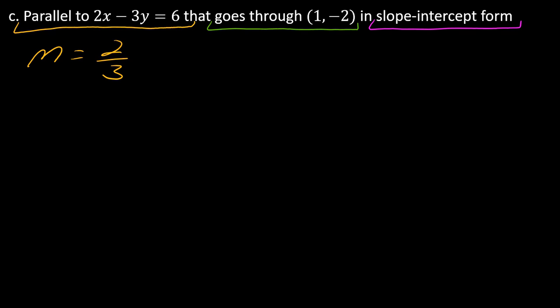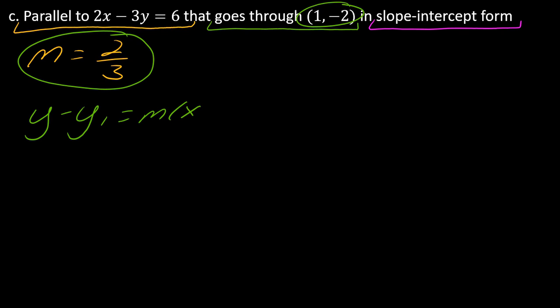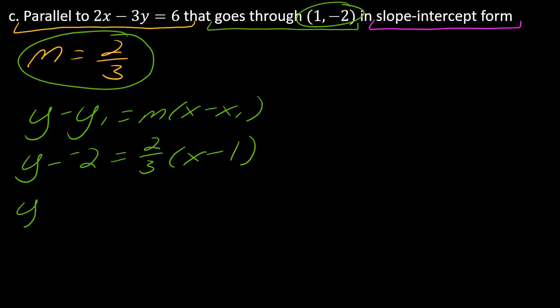And now that we figured out what slope we need, we can pivot to the next piece of information. So now we have our slope and we have our point, so I can use my point-slope form. So I can plug in this information. So this is going to be y minus negative 2 equals 2/3 times x minus 1. So this will simplify to y plus 2 equals 2/3 x minus 2/3. Okay, so now we have done what we need to do to get the point and the slope in the point-slope form.